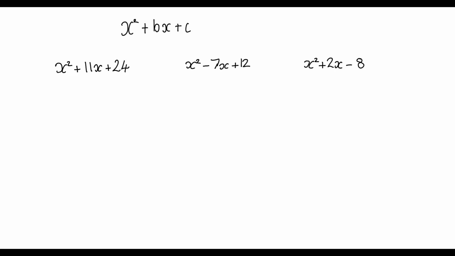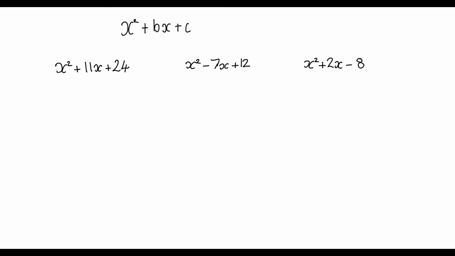The first thing I want you to notice is if we look in front of the x squared term, in each case it's just a single x squared. There's no 2x squared there, there's no 3x squared, 4x squared, minus x squared, they're all just x squareds. Once we've got that established, we can use the same technique for all of these problems.